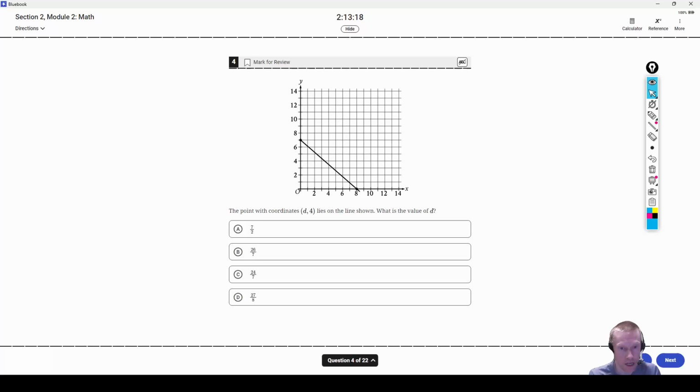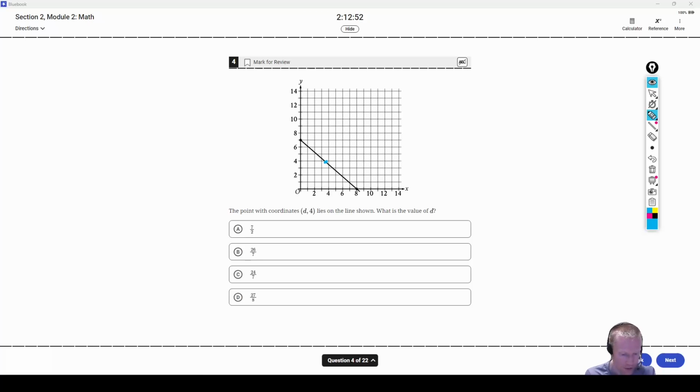Next question, we have another line. And here we want to know, okay, there's a point on this line that has a y coordinate of 4. What is its corresponding x coordinate? So, basically, it's like this point right here. It wants to know what's the x coordinate of it. So there's multiple ways that you could do this.